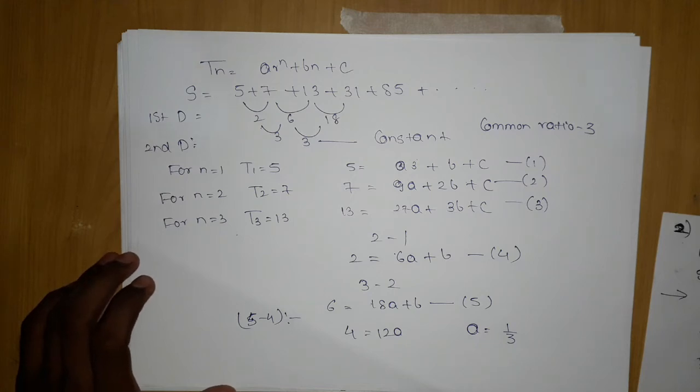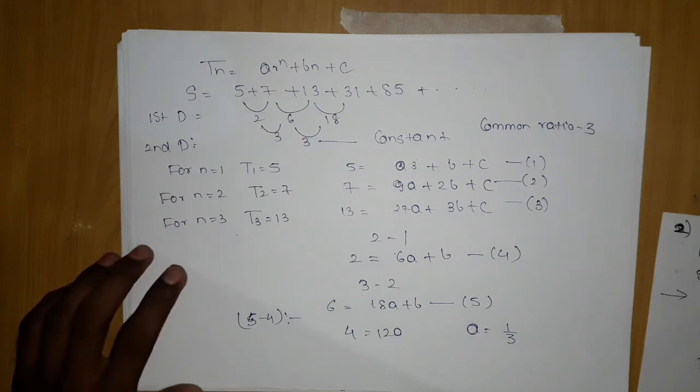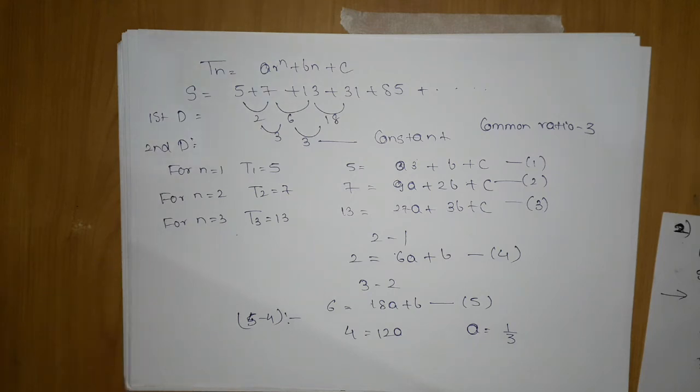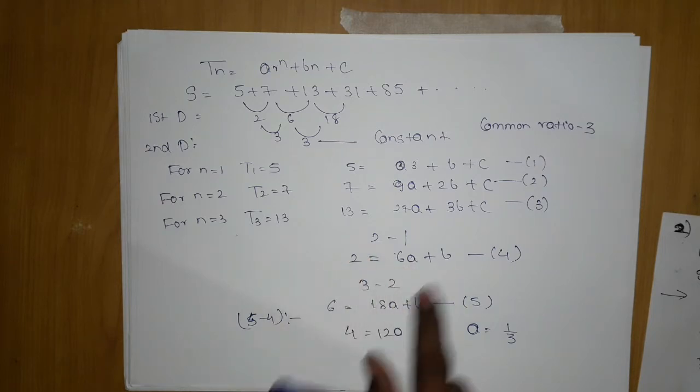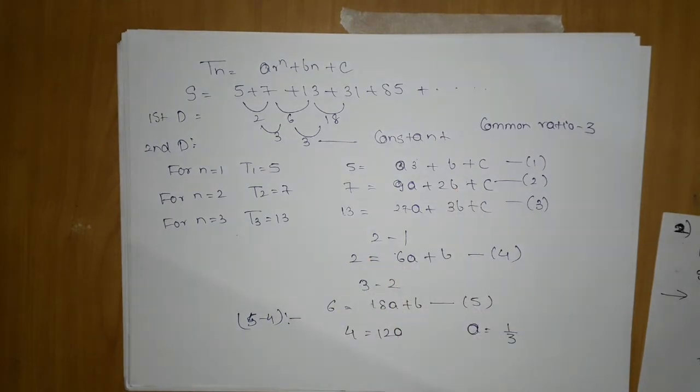So we are getting a equals 1 by 3, and now we put a equals 1 by 3. Don't try to put it in the equation for b, you will get a wrong answer. Put a in the original equations and solve the rest. Directly doing it elsewhere will create wrong answers. So now let's try to solve it.